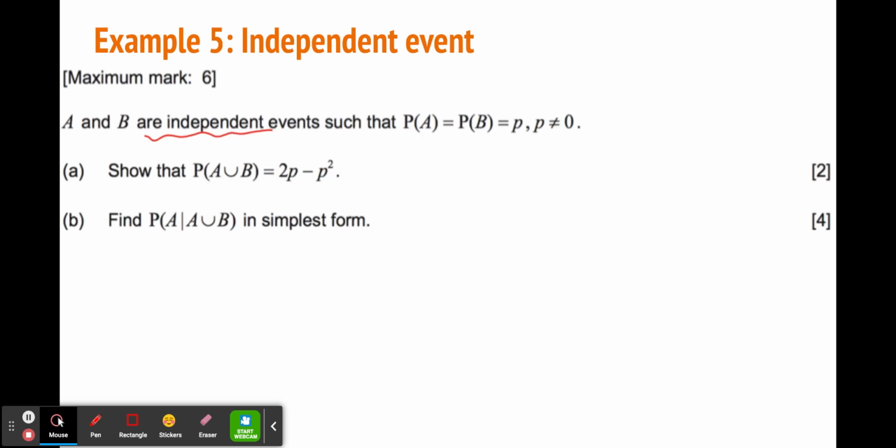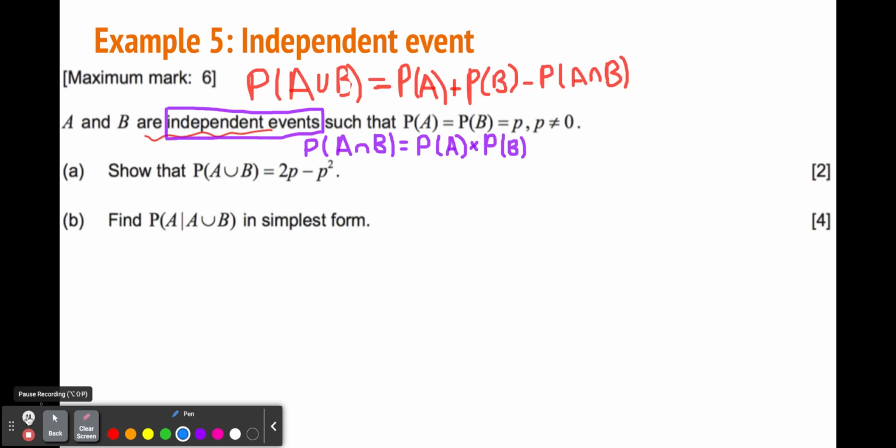Now, in order to do this question, we need to remind ourselves of the formula for independent events. And I'm going to write down the formula for independent events. So from the formula booklet, we have two important formulas we need to look at. Independent events, we're told that the intersection of independent events is multiplying the events together. And then the other formula we need to look at is the probability of any union of combined events, and that's the probability of A plus the probability of B minus the probability of their intersection.